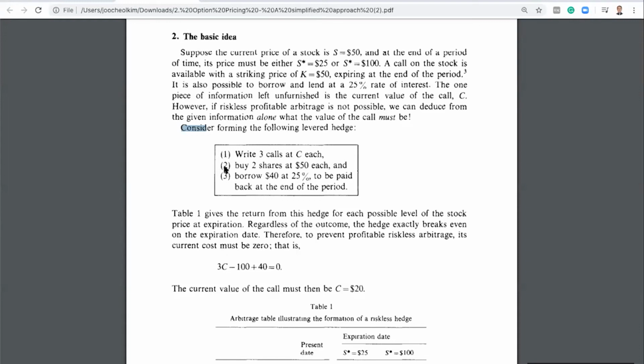And number 2 is to buy 2 shares at $50 each. So we know that the current price of the stock is 50, and we are going to buy 2 shares of the current stock. And then the third one is borrow $40 from the bank at 25% interest rate, to be paid back at the end of the period.